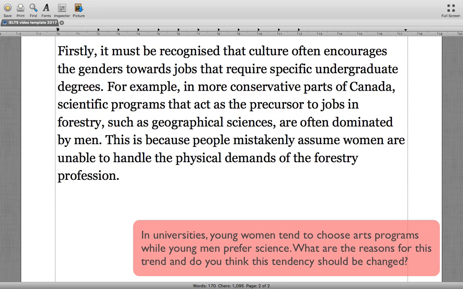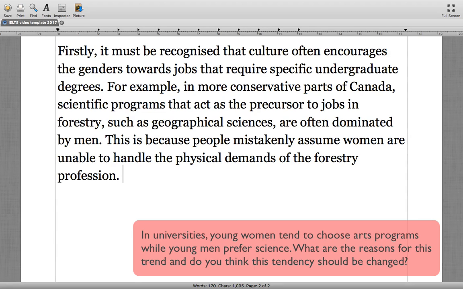So let's just read through the paragraph. Firstly, it must be recognized that culture often encourages the genders towards jobs that require specific undergraduate degrees. For example, in more conservative parts of Canada, scientific programs that act as the precursor to jobs in forestry, such as geographical sciences, are often dominated by men. This is because people mistakenly assume women are unable to handle the physical demands of the forestry profession.